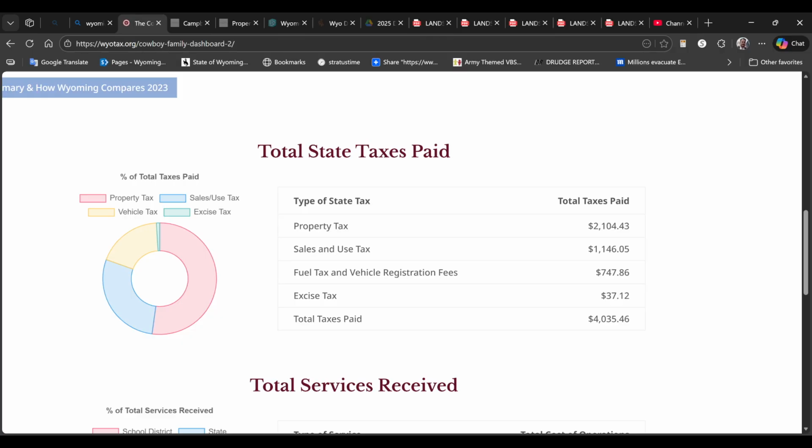Now, this is going to tell you all of the taxes that you pay all in for the state of Wyoming, not only for your county, and not only for your city or town that you might live in, but also for the state as well. Now, a little bit of a caveat.